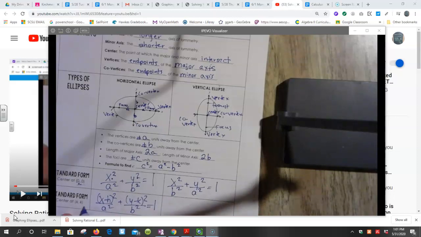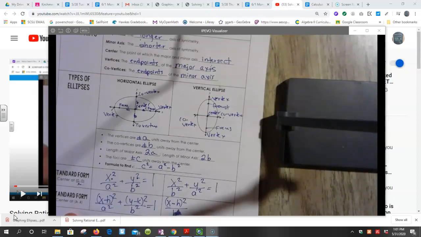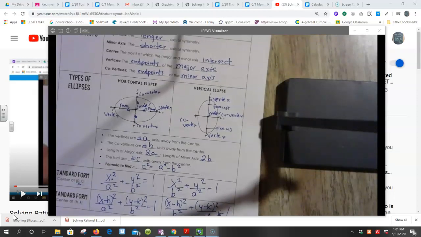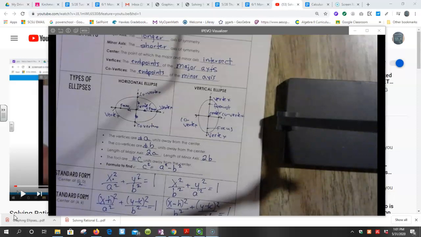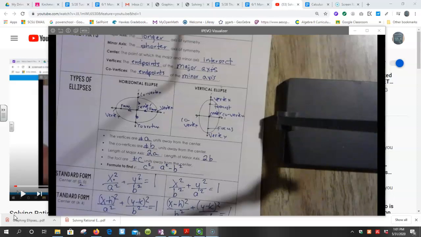So when I have a center that's not 0, 0, that'll simply be x minus h squared over b squared plus y minus k squared over a squared equals 1. So just remember that these a squared and b squared are going to switch because this is the horizontal distance and this is the vertical distance in this case. And that's the standard form. We always want to make that equal to 1.